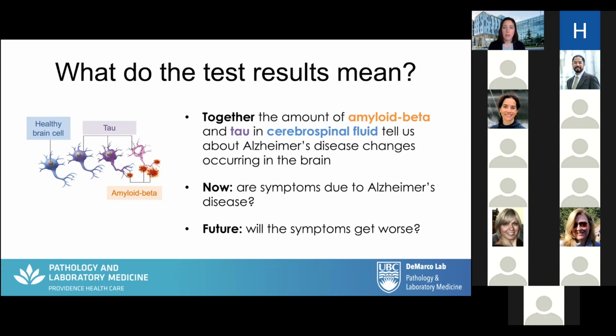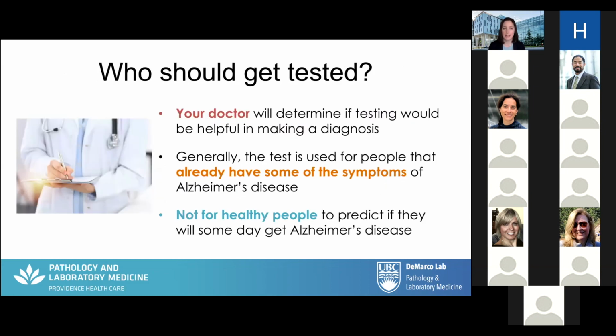Okay, so now we're going to move to who should get tested. So it's really your doctor who should decide who testing is best suited for. Your doctor might find that they have already enough information to make a diagnosis, and adding this additional test of collecting cerebral spinal fluid through a lumbar puncture and measuring amyloid beta and tau is not needed, and they can make the diagnosis without it. There are some cases, though, where your doctor might find that having this extra piece of information could be really helpful in making a diagnosis.